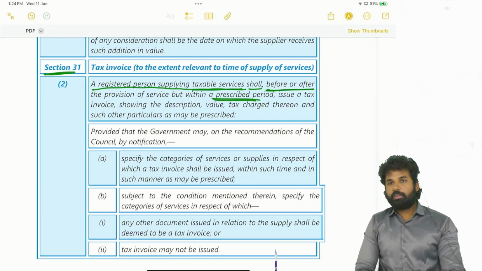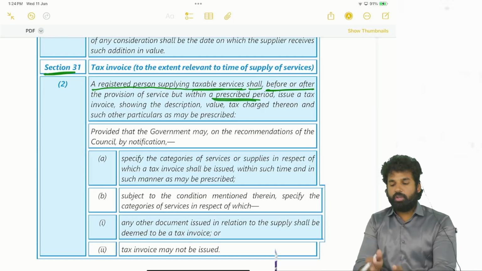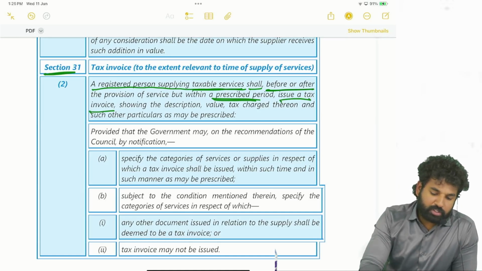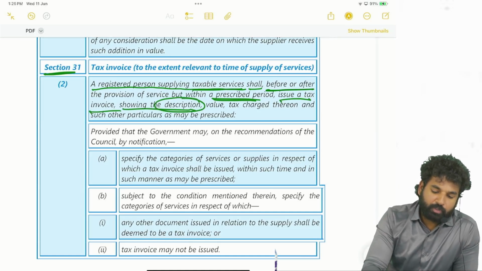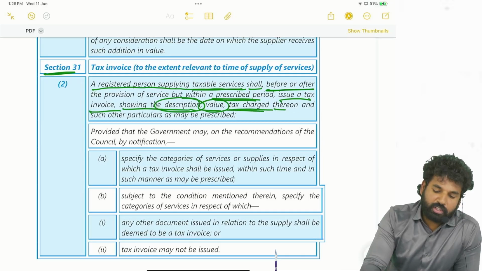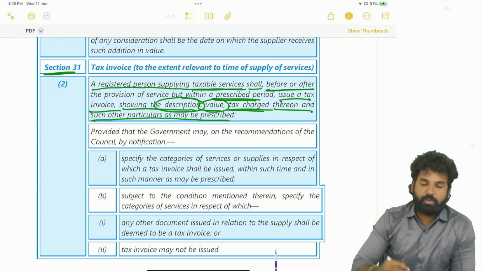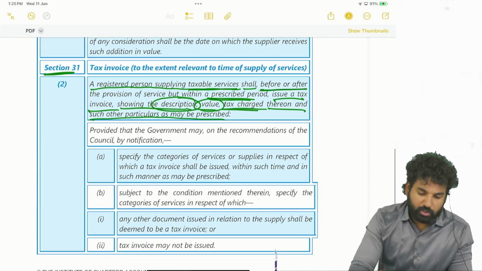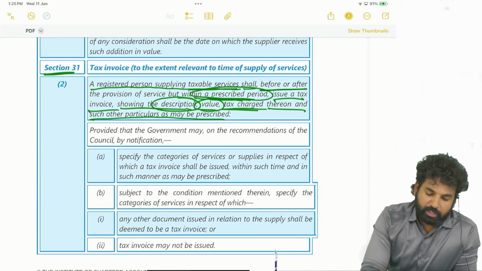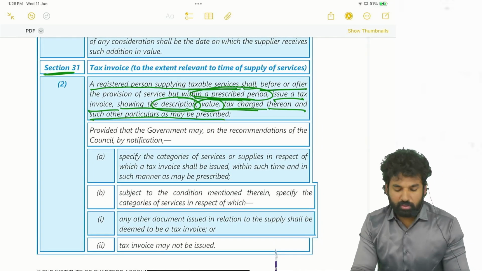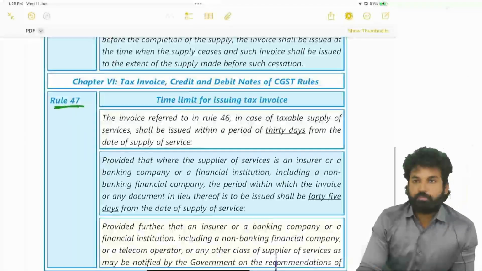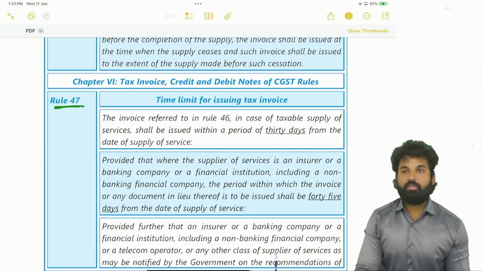That means there is a limitation. So you should not go beyond this date, you should not go beyond this time period. Okay, there is a limitation. So issue a tax invoice showing the description, value, tax charged thereon, and such other particulars as may be prescribed. Okay, so within the time prescribed. What is the time limit prescribed for that? It is given under Rule 47 of the CGST rules.